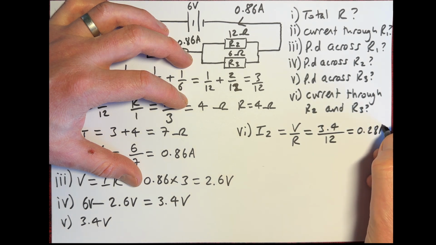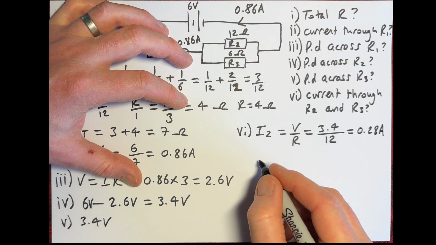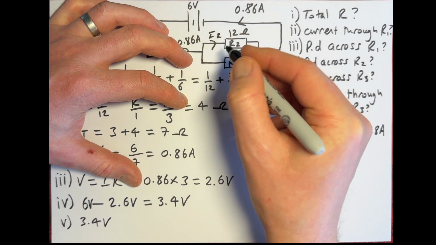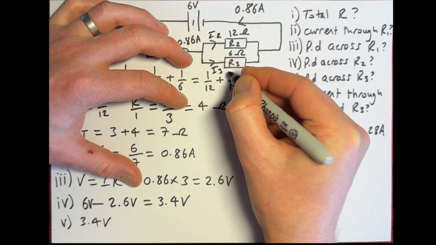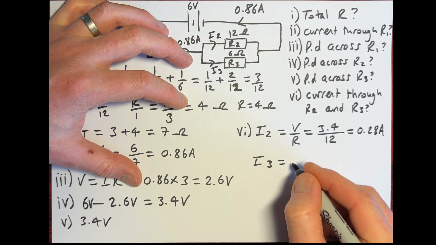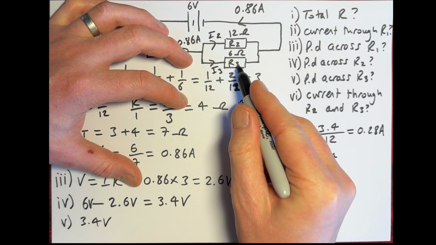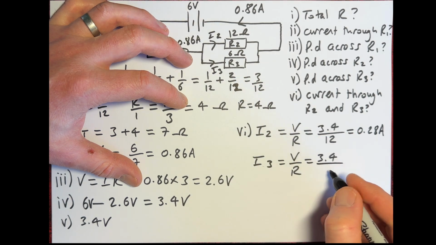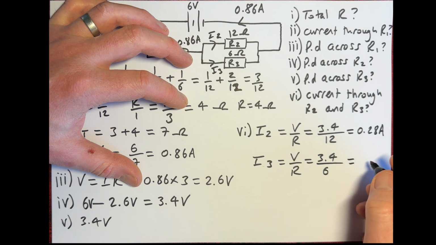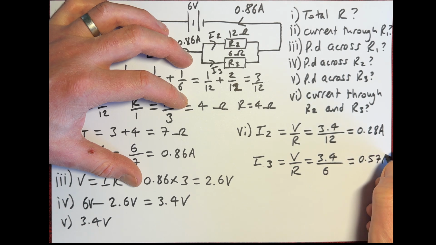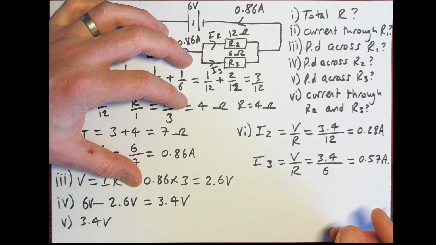0.28 amps. And then finally, we're now going to work out I3, the current through this resistor. That's going to be V over R. So 3.4, because we know the voltage across this resistor is 3.4, divided by 6, which is going to give us 0.57. Okay, now one final thing.